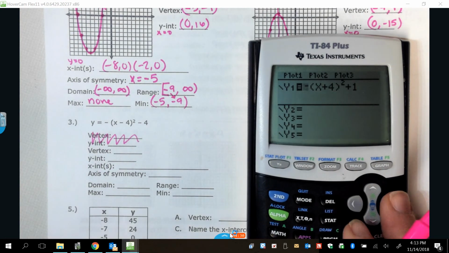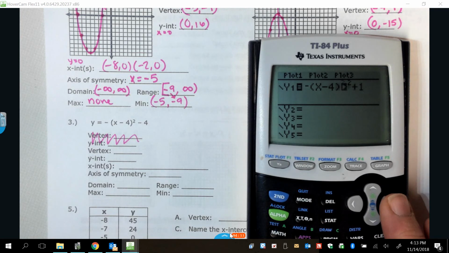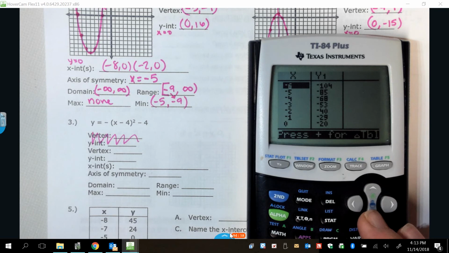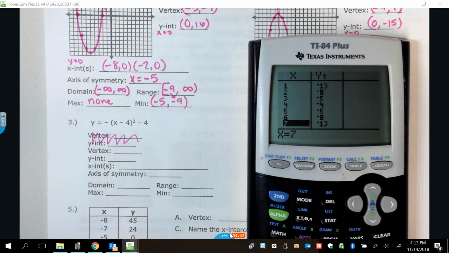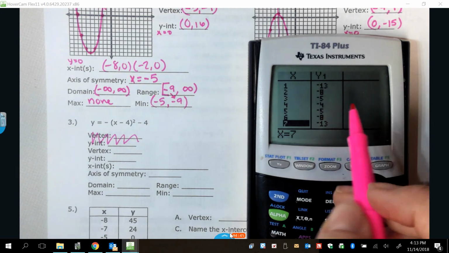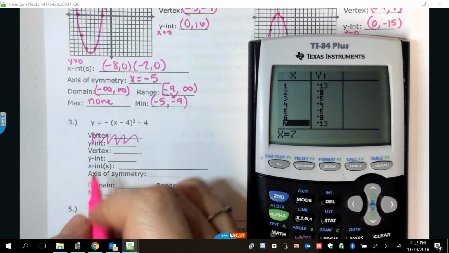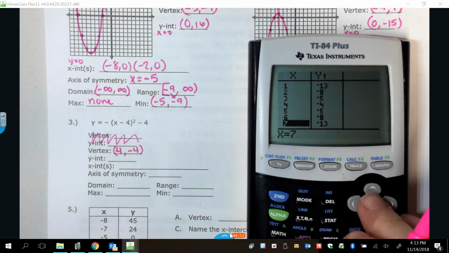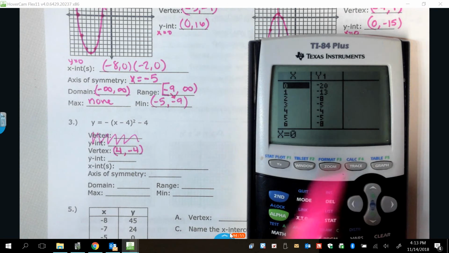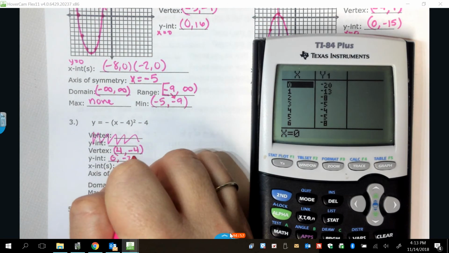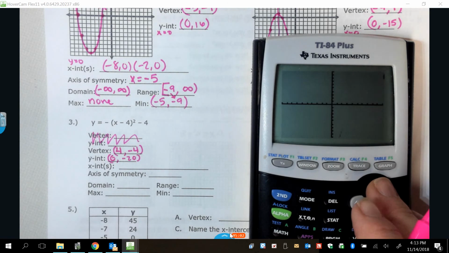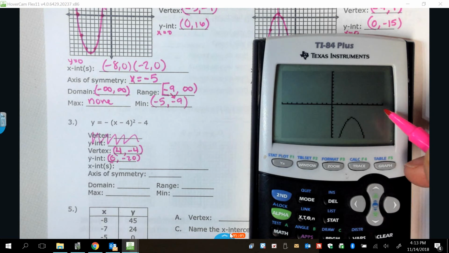Okay, so let's type this one, x minus 4 squared minus 4. Okay, so let's find there's my rainbow. My vertex is in the middle, so 4, -4. Y-intercept is where x equals 0, so 0, -20. X-intercepts are where y equals 0. Well, I don't see y equals 0, so let's graph it. If you see, it never touches the x-axis, so there's none.